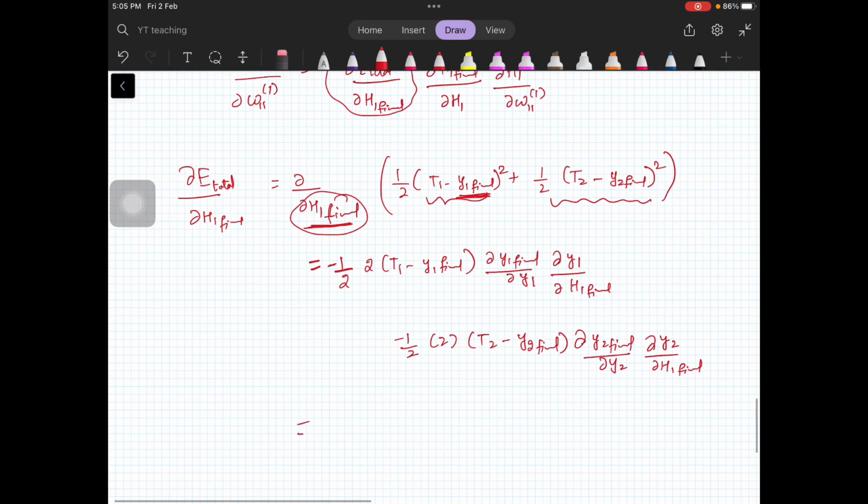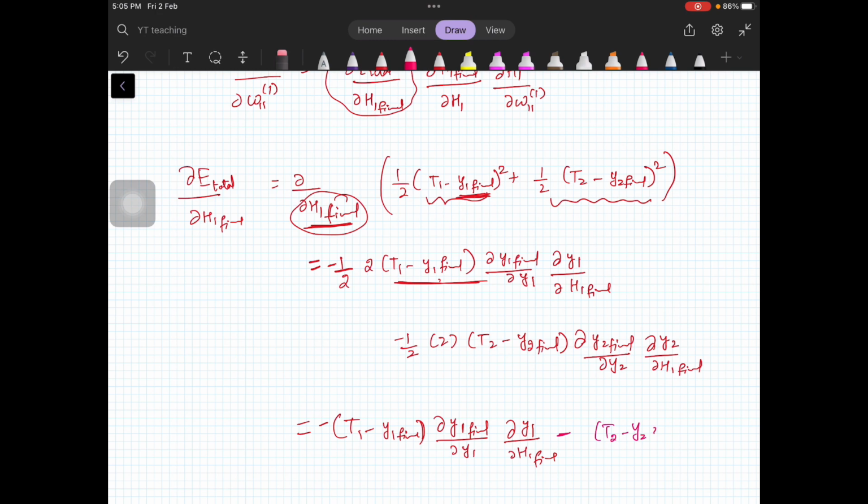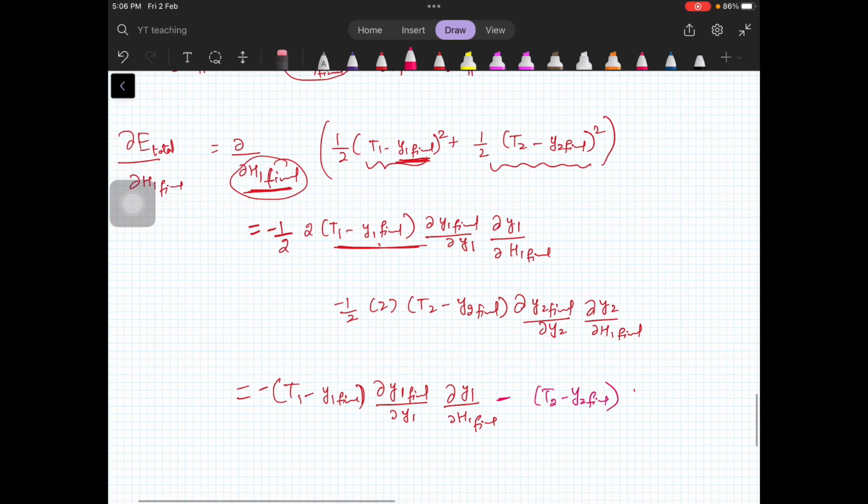So you simplify, this term here would be T1 minus Y1 final times the derivative of Y1 final with respect to Y1 into this thing, plus, sorry, minus, this is also negative, and this here is also negative. So this would be T2 minus Y2 final, and then you have ∂Y2 final with respect to ∂Y2, and then ∂Y2 with respect to ∂H1 final.